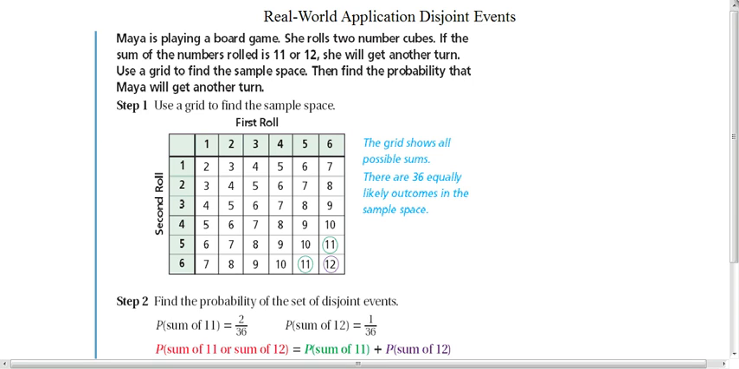All right, let's sum up our disjoint events with a real world application, something in line with what I feel you will be looking at on your upcoming assessment. Maya is playing a board game. She rolls two number cubes. If the sum of the numbers rolled is 11 or 12, she would get another turn.